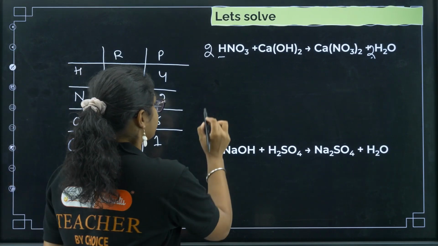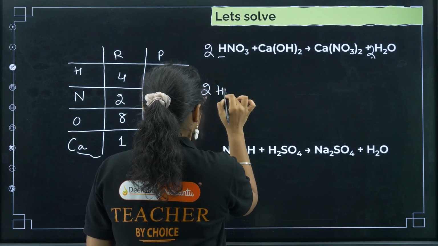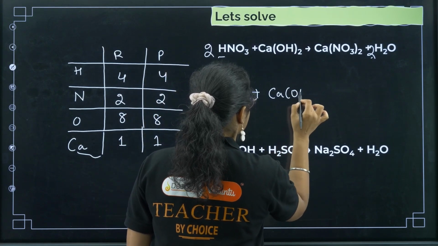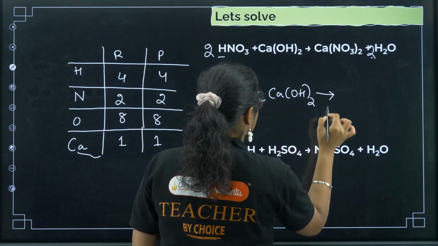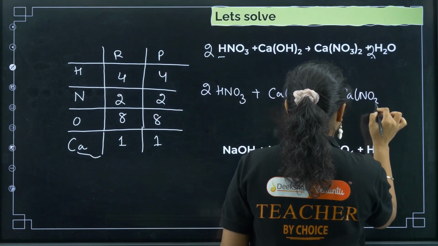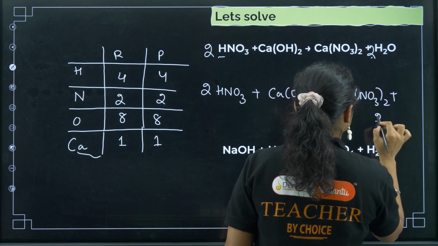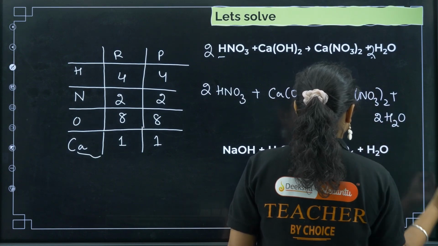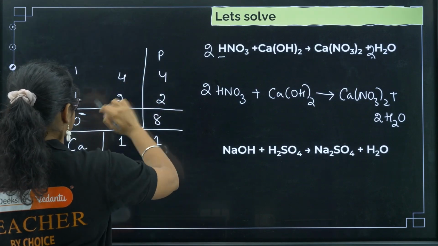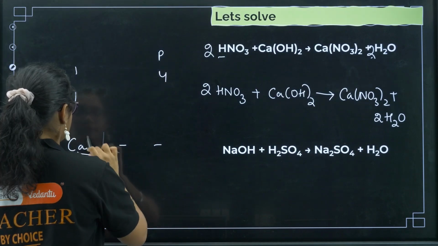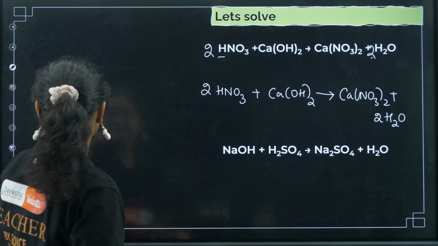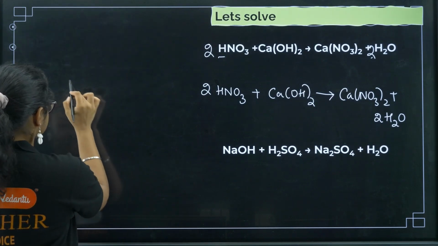Okay, so we'll write the balanced reaction once again clearly here. So we have 2HNO3 plus Ca(OH)2 giving you Ca(NO3)2 plus 2 water. Okay. Let us try the next question. Okay, so I'll erase this one. I hope you are enjoying, and you should also try to balance with me. Okay, so let us do the next one.